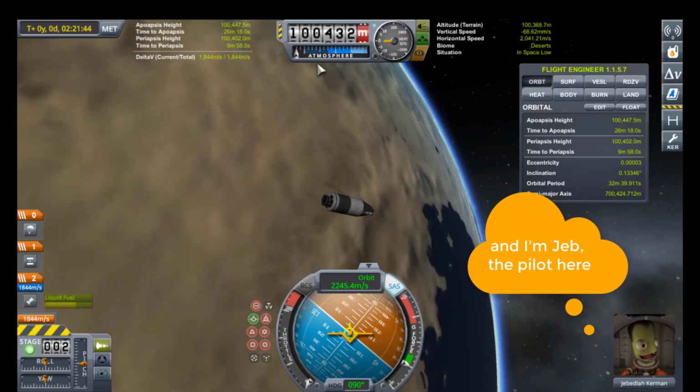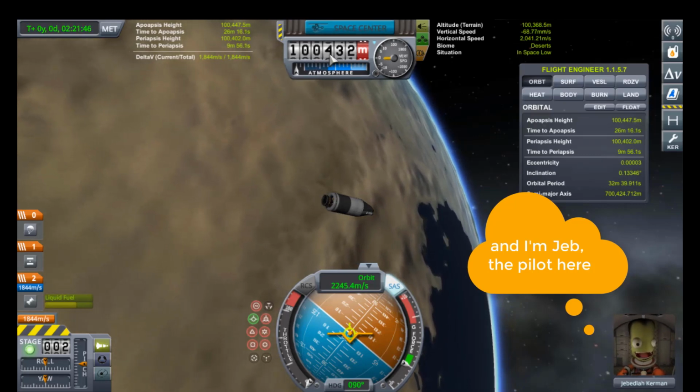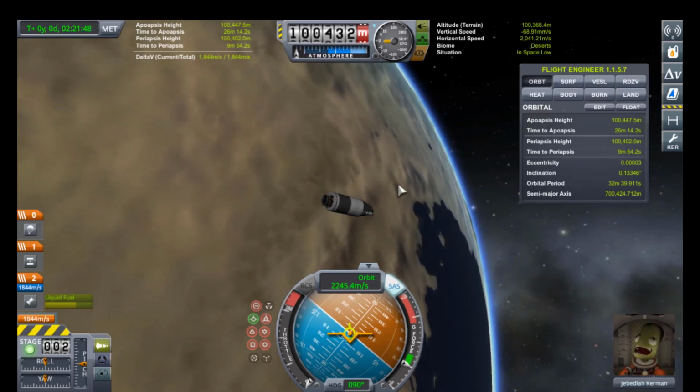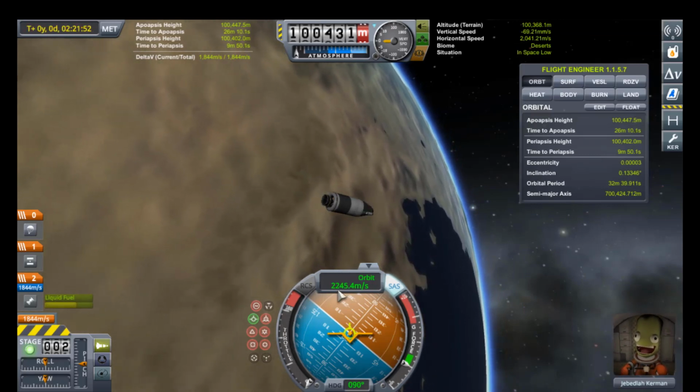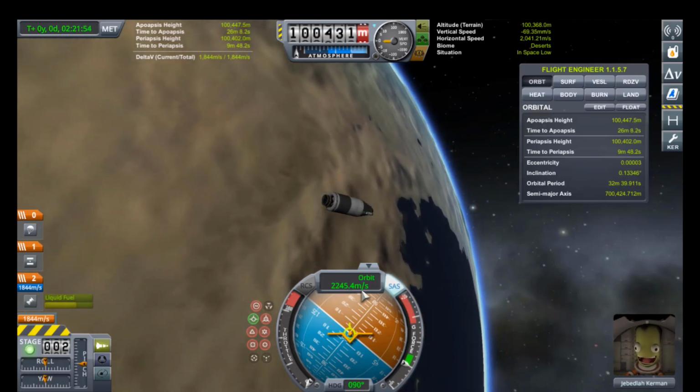I've got a rocket here orbiting the planet Kerbin at an altitude of 100 kilometers. You can see the altitude here, about 100,432 meters, so roughly 100 kilometers. You see my current orbital speed right here, 2245.4 meters per second.